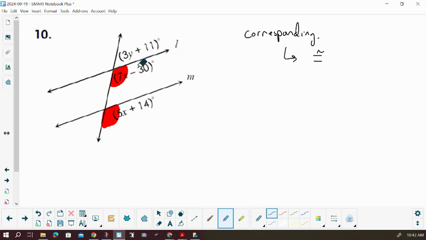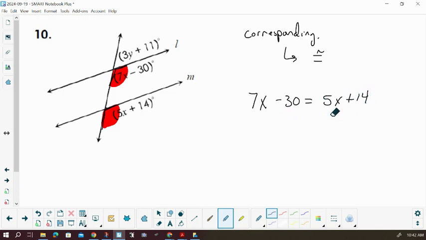If you don't remember this part, you can still look at it and recognize that this is an obtuse angle and this is an obtuse angle, right? And these two obtuse angles are going to be equal to each other, right? Because we only have two choices. 7x minus 30 equals 5x plus 14.